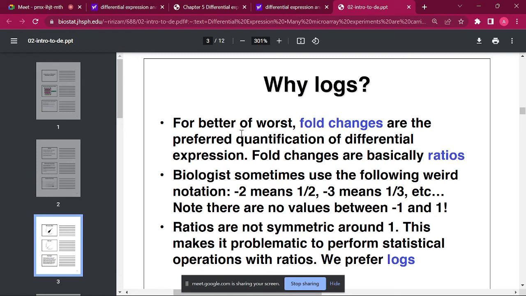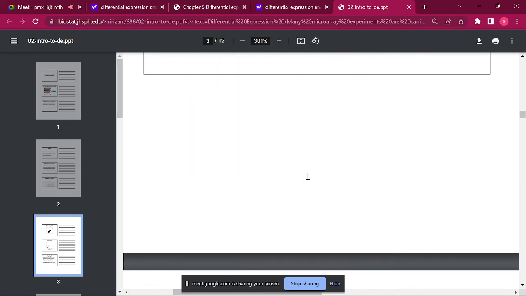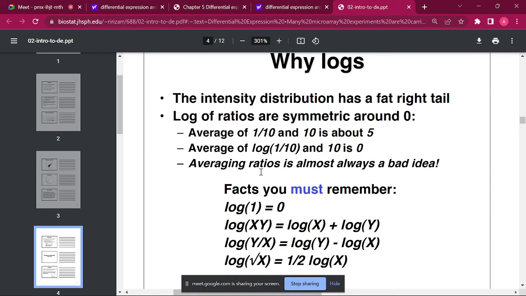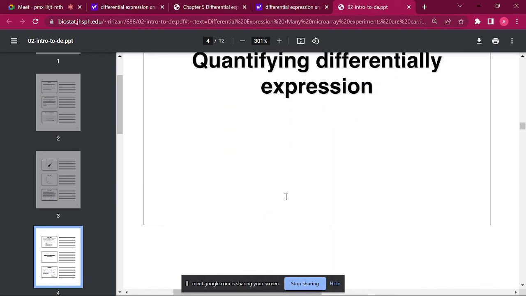While logs, for better or worse, fold changes are preferred for quantifying differential expression. Fold changes are basically ratios. Biologists sometimes use the following weird notation: 2 means double, -3 means one third, etc. This I have already explained to you. This is simply the meaning of the log and simple log calculations.